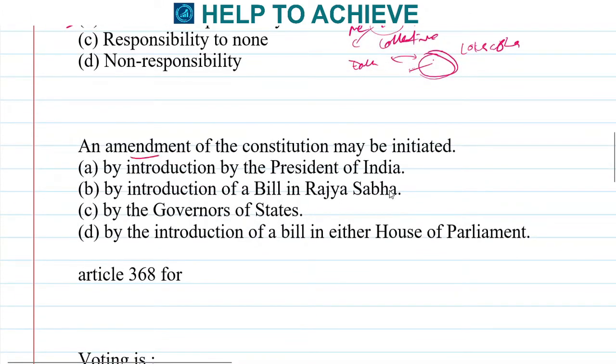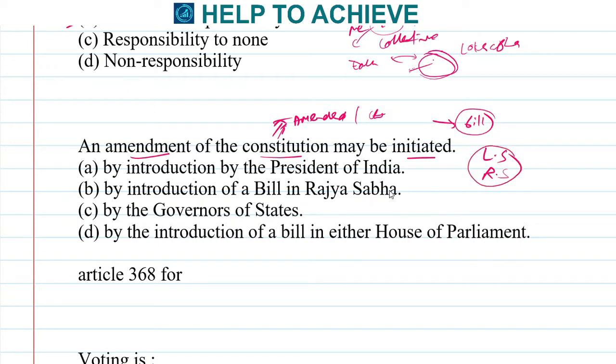Next, an amendment of the constitution may be initiated by... The constitution can be amended. I mean, a few minor changes can be made and a few things can be added to the constitution. This can only happen through a bill, and a bill has to be introduced in either house of the parliament, the Lok Sabha or the Rajya Sabha. So in either of these, the bill can be introduced for amendment. So the correct answer is by the introduction of a bill in either house of the parliament.